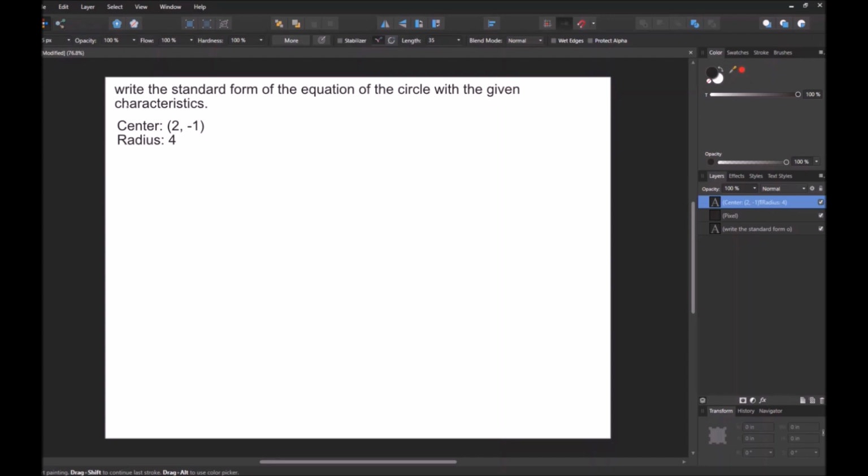So now that you saw how to do the last one, I want you to try this one on your own, and then we'll come back to it and see how you did. So assuming that you've tried the problem, let's work through it and see how it would have been done. If you remember the form of the equation, it's just x minus h squared plus y minus k squared equals r squared. So our h here is going to be this 2 here.